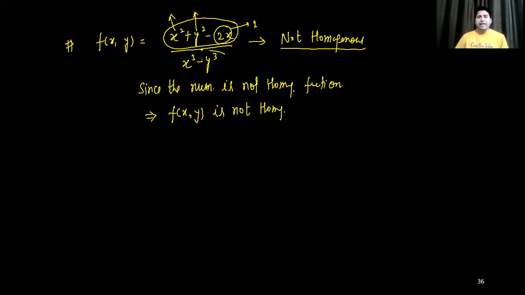Even though you can see the denominator is a homogeneous function of degree 3, what is the condition in case of a fraction function? Numerator as well as denominator must be homogeneous functions. That is, the numerator has terms of the same degree, and the denominator has terms of the same degree. Then the fraction is said to be a homogeneous function. Otherwise, it is not. I hope, students, you understood the concept of what exactly a homogeneous function is.